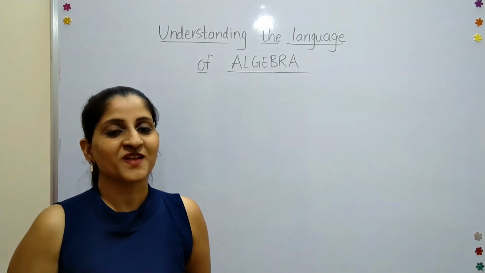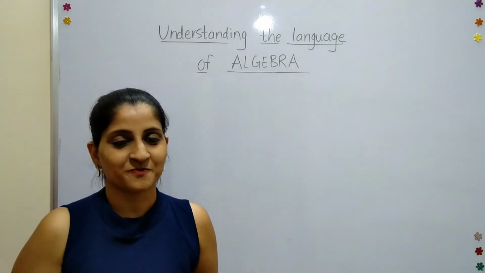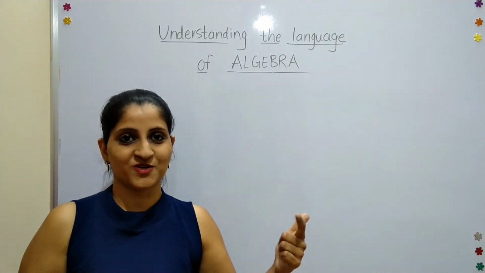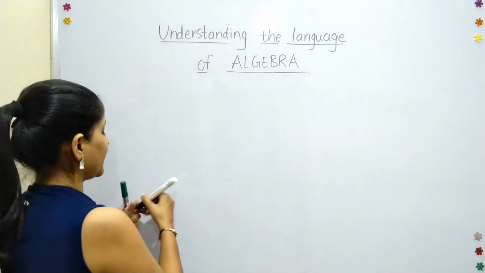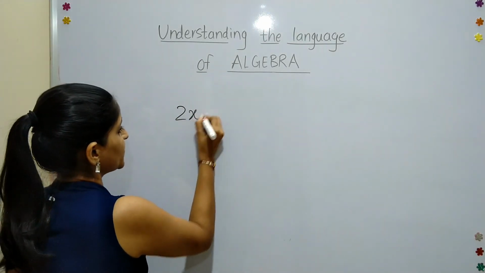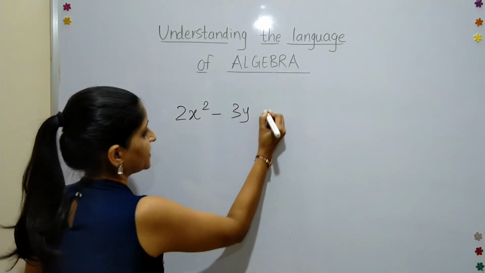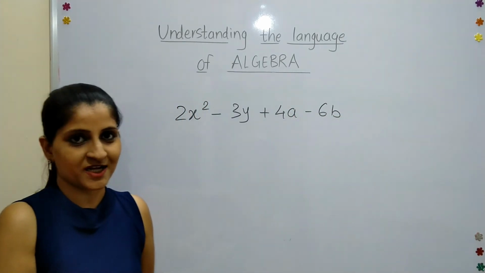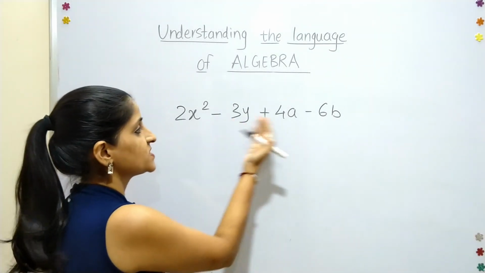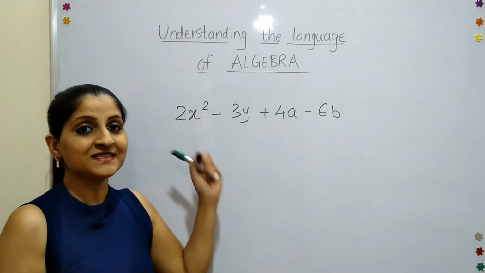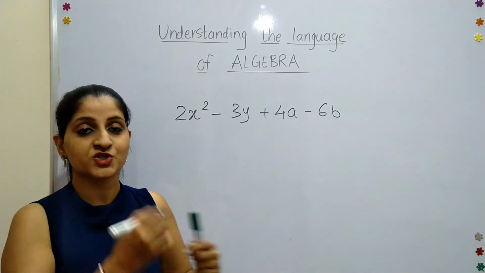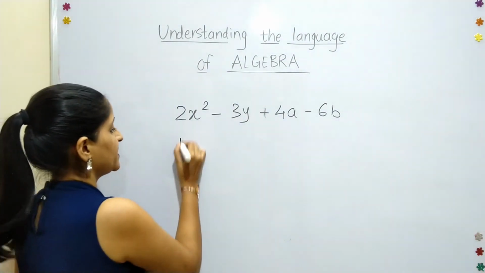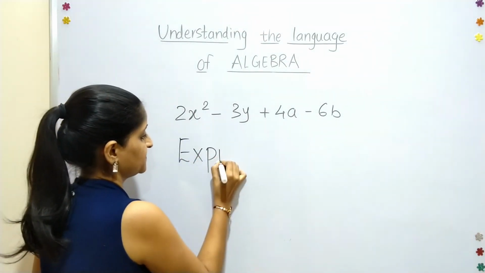Just a few seconds ago, I used the word algebraic expression. Now, we will understand what's the difference between expression and equation in algebra. If I write 2x square minus 3y plus 4a minus 6b, some random terms I have written which are separated with a positive and a negative sign respectively, then these type of algebraic terms which are one after the other without any equal to sign are called as the expressions.